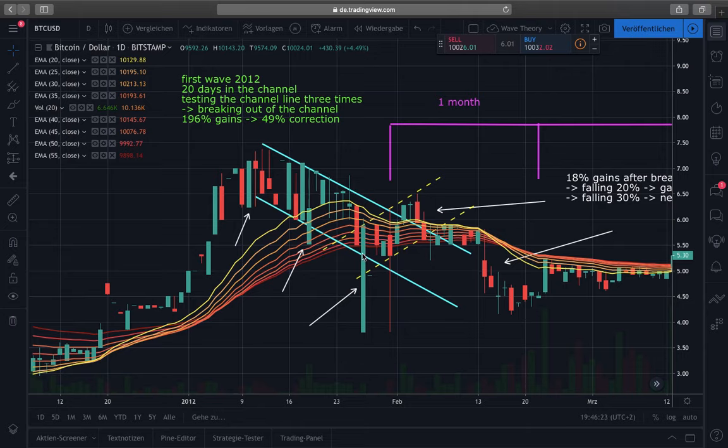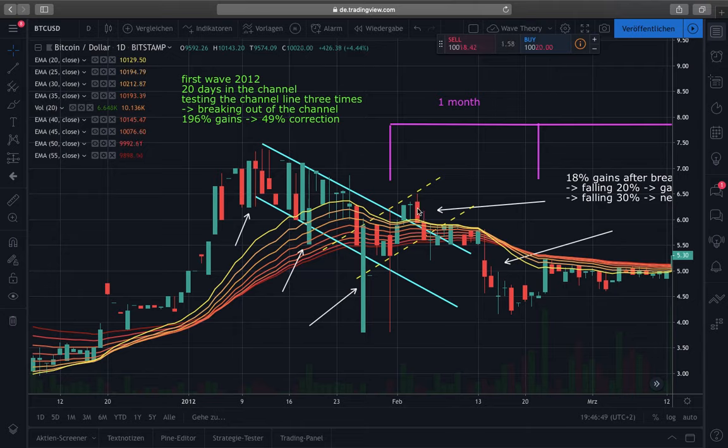After the third test of the channel line, as you can see, we move up into the daily exponential ribbon. And when we are above this ribbon, this is the moment when we break the main trend line. So we need to be above this ribbon to break the main trend line. We move inside of this ribbon, then we are above it and break the main trend line.